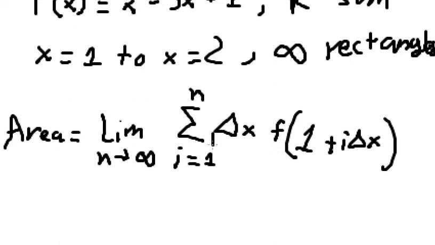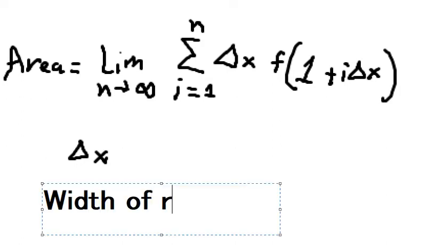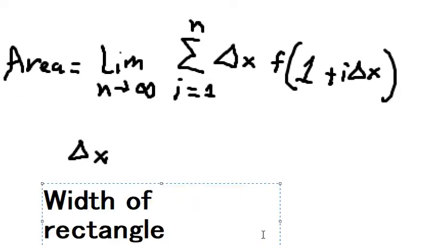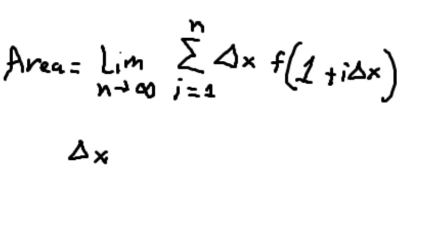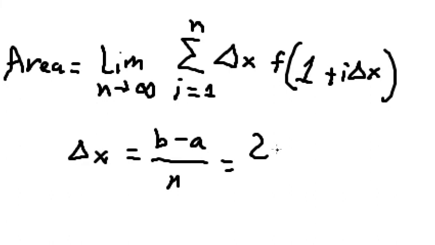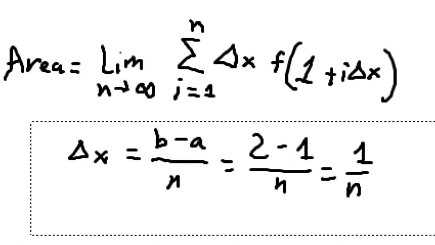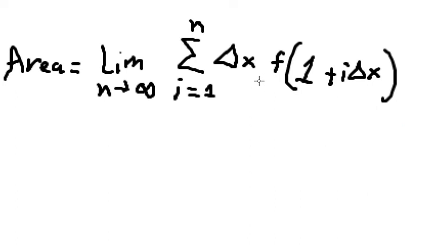We know that delta x is the width of a rectangle. So that should be b minus a over n. b is number 2, and a is number 1, so we have 1 over n. So in this one, we change delta x into 1 over n.